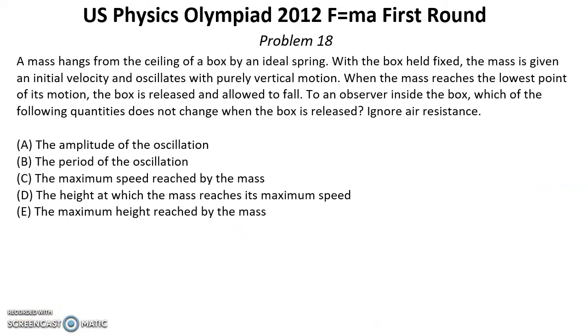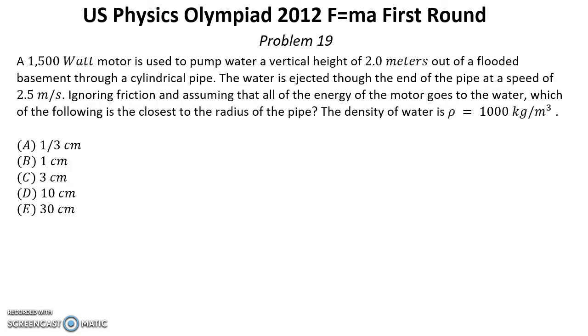Problem number 18. A mass hangs from the ceiling of a box by an ideal spring. With the box held fixed, the mass is given an initial velocity and oscillates with a purely vertical motion. When the mass reaches the lowest point of its motion, the box is released and allowed to fall. To an observer inside the box, which of the following quantities does not change when the box is released? Ignore air resistance.